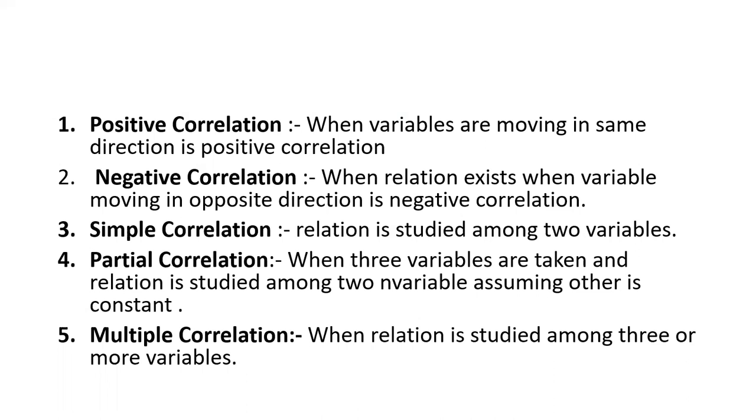Simple correlation is a relation studied among 2 variables, like price and quantity demanded. Then partial correlation: when 3 variables are taken and the relation is studied among 2 variables, assuming the other is constant. Let me tell you an example. Whenever you study the relation, you take 3 variables, and 1 variable among them will be constant, and only the 2 variables will be studied.